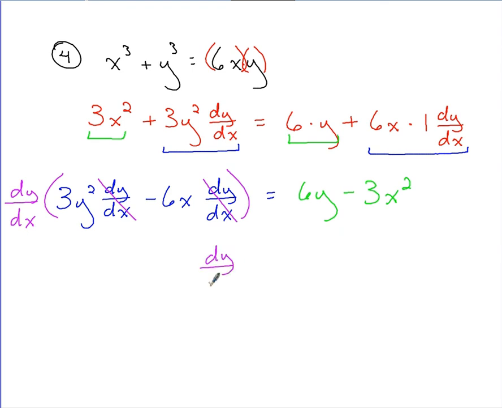So dy dx is going to equal the 6y minus 3x squared that was over here already, divided by this quantity of 3y squared minus 6x. We've now solved for dy dx. We've got our answer.